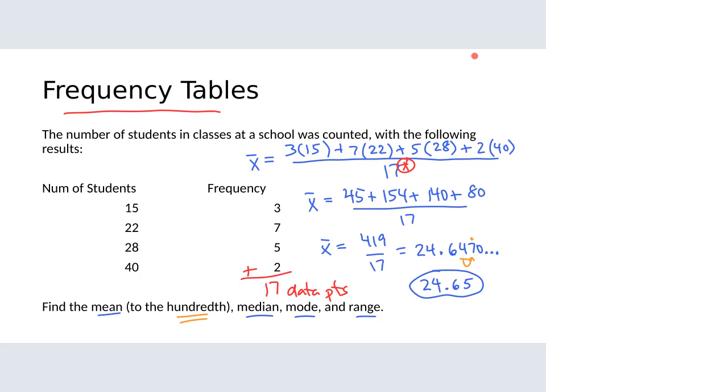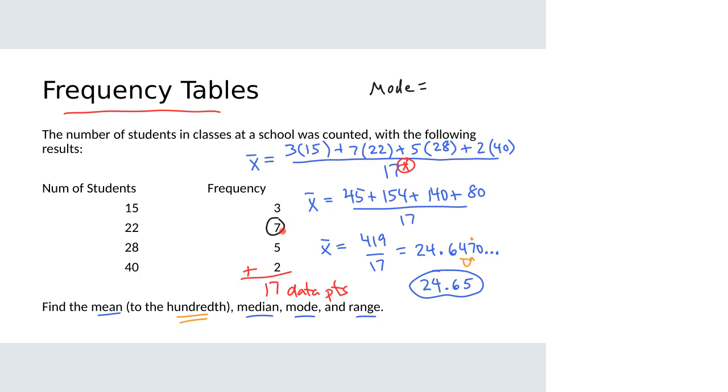Mode is really easy to spot in a frequency table. What's the mode here? Very good, Genesis, Natalie, Riley, perfect, excellent. The mode is the one that occurs the most. Well, I look over here in the frequency column, and I can see that there are 3 of these, 7 of these, 5 of these, and 2 of these. Well, let's see. The one that there were 7 of, that's the one that occurred the most.